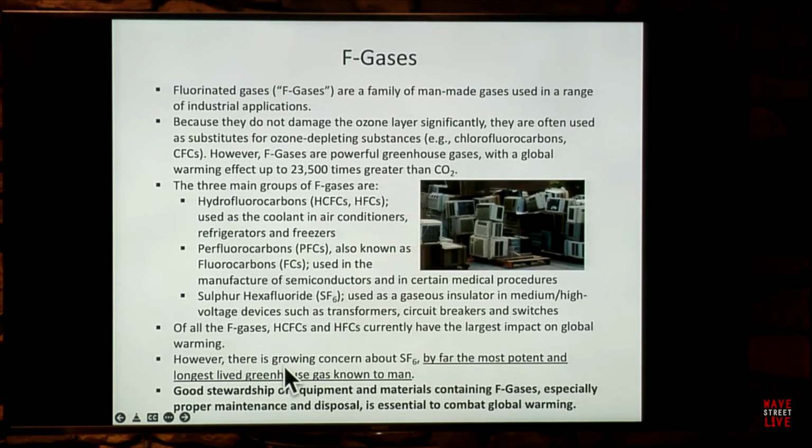A little bit of a hard sell, but it is going on, and I've heard that PG&E has made some commitments about keeping SF6 usage down, and that really needs to be pushed hard because SF6 is by far the most potent and longest lived greenhouse gas known to man. Once it gets into the atmosphere, it's going to be there for tens of thousands of years. So the bottom line here is good stewardship of equipment and materials containing the fluorinated gases, especially proper maintenance and disposal, is essential to combat global warming.